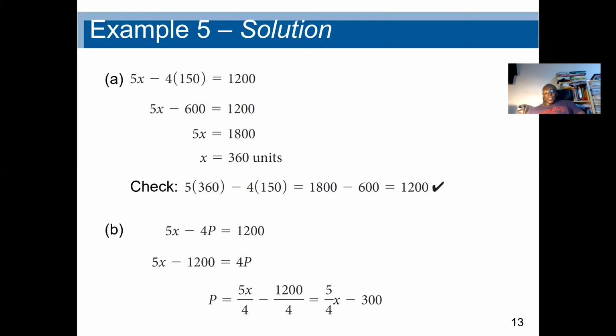Then for p, we have to divide both terms by 4. So it will be 5x divided by 4, and 1,200 divided by 4. And the final solution will be 5/4x minus 300.